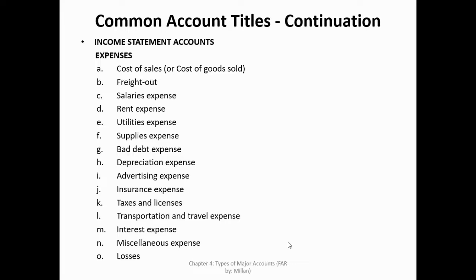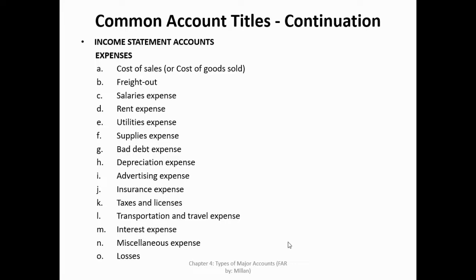Next is the utilities expense. It represents the cost of utilities that have been used during the accounting period. So, some businesses opt to separate these accounts for each type of utility. Meron yung gumagamit ng electricity expense, water expense, technology and communication expense, and the like.